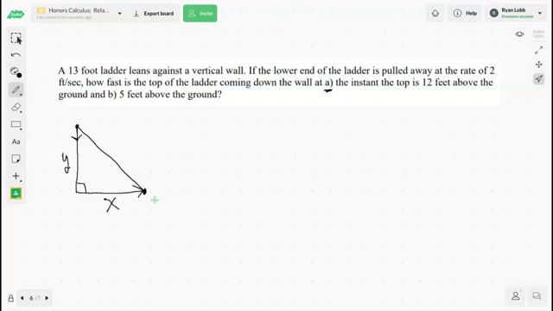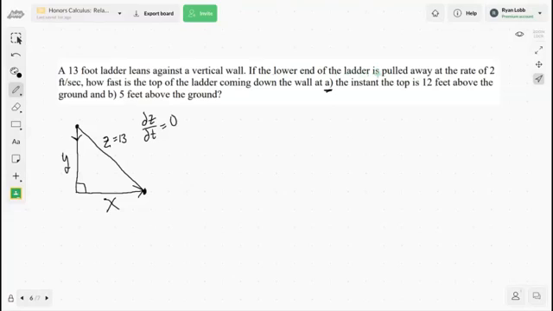Now, as we pull this away and this is going down, this ladder is staying fixed. We could call it Z, but realize that Z is equal to 13 feet. And since this quantity is not changing, dz/dt, the rate of change of that quantity, is 0. This is going to simplify some things, because when dz/dt is 0, that tells me I can plug in 13 before I differentiate. All right, let's see what else we have.